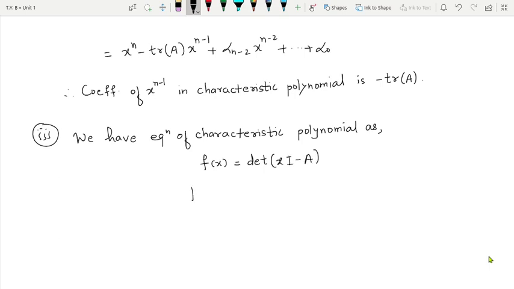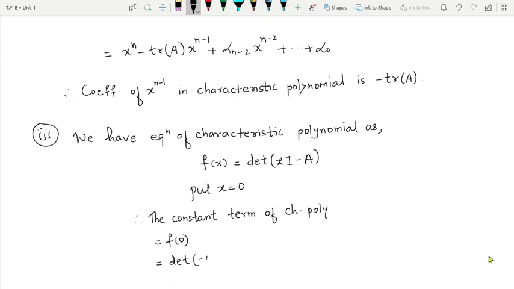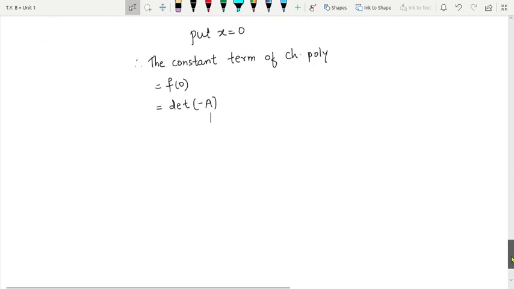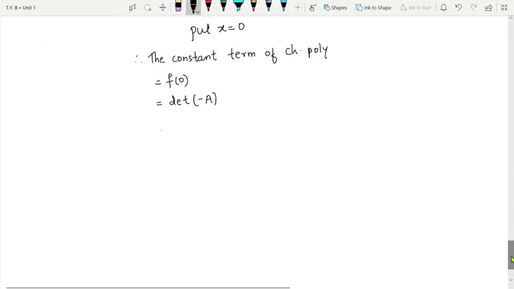So I will say put x is equal to 0. Therefore the constant term of the characteristic polynomial is nothing but f of 0, which is equal to determinant of 0I minus A, that is going to be minus A. So what will be the determinant of minus A? Now we have to pull that minus out. If we take that minus 1 out, what will be left inside is the determinant of A.